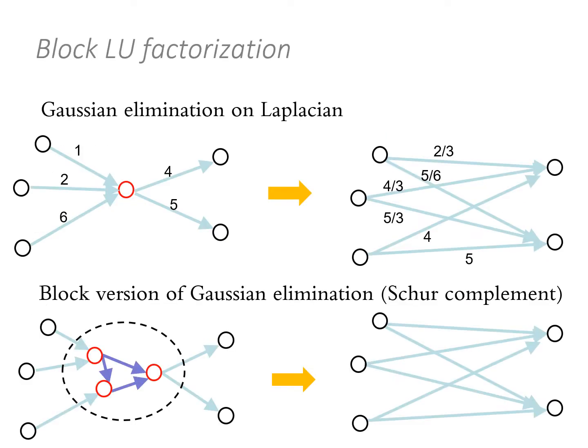To construct such a preconditioner, we use block LU decomposition, which is a block version of Gaussian elimination. Gaussian elimination means we eliminate one vertex and replace it by the links from its in-neighbors to all its out-neighbors. Block elimination means we eliminate a subgraph simultaneously, and the resulting graph is equivalent to doing Gaussian elimination to the vertices in the subgraph one by one. As we can see, eliminating a subgraph simultaneously is more difficult than eliminating a single vertex.